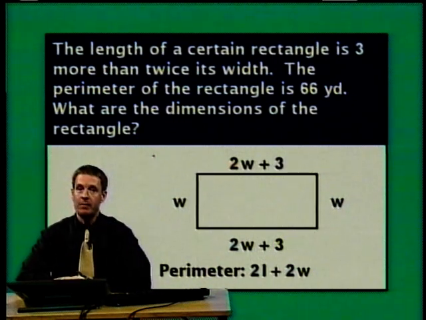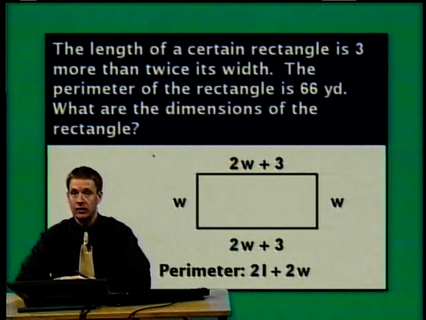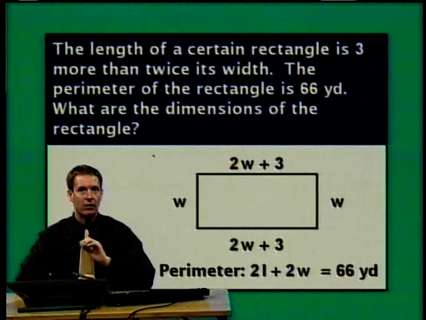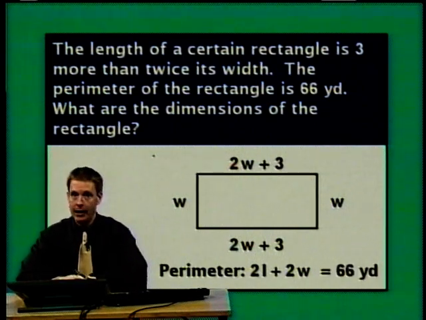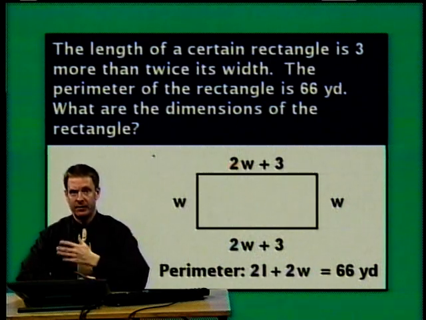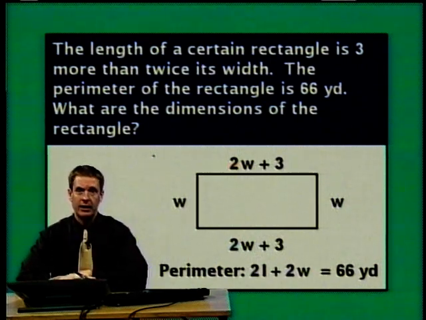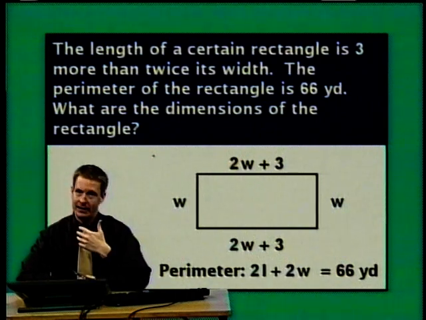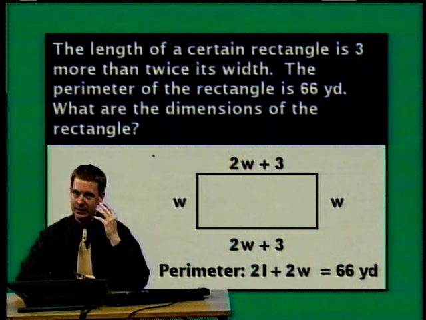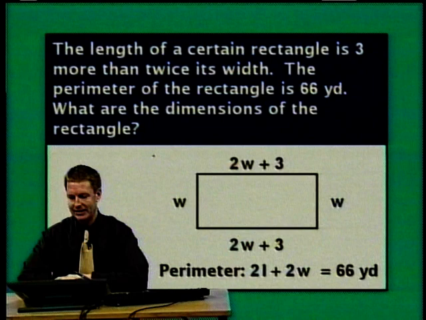Now the other information that I'm given in the problem is that the perimeter, that's the distance all the way around, 2 times L plus 2 times W, equals 66 yards. So what I'm going to do is define W, state the expression for the length, and say that 2 times the length expression plus 2 times W needs to add to 66.